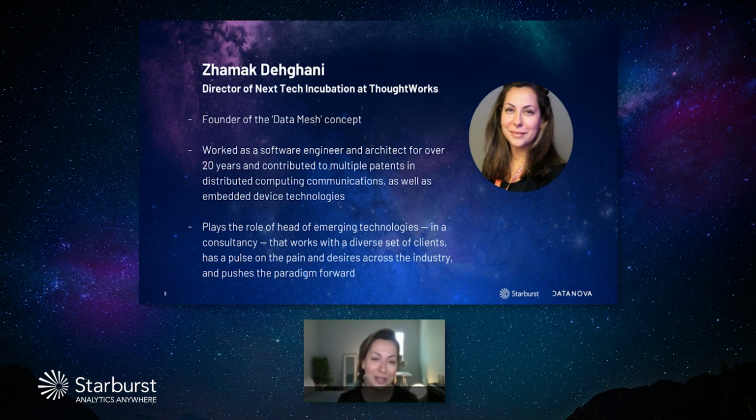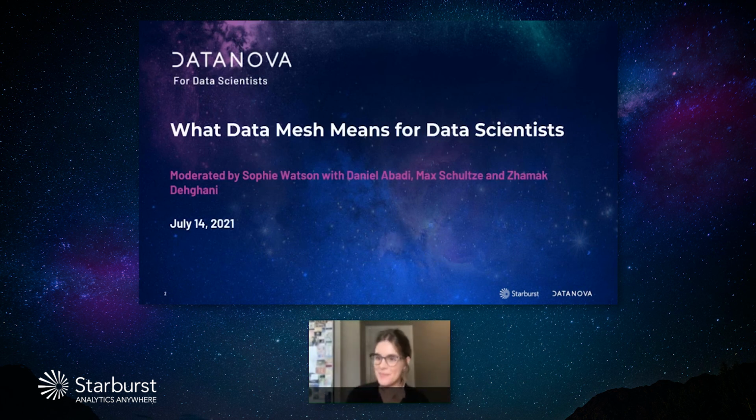So I'm super excited to be here to hear Daniel's perspective from academia and Max's perspective from on the ground, and push the data mesh, I suppose, movement forward. Awesome. Yeah, I agree. I think we've got a really great group to look at data mesh from a few different angles today. So hopefully we can explore that more.